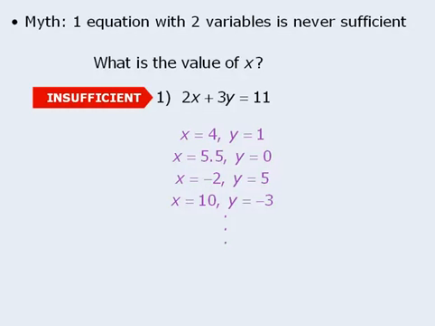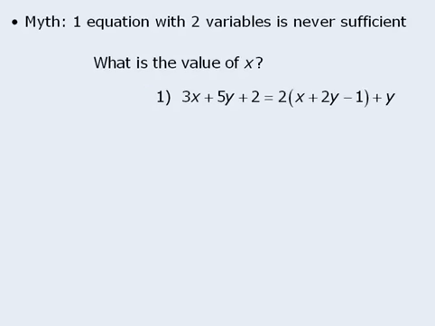Now these results are sometimes expanded into the myth that suggests that one equation with two variables never provides sufficient information. This is not the case. Take this example. Here we want to find the value of x, and statement 1 gives us one equation with two variables. Before we conclude that statement 1 is not sufficient, let's take a closer look at this equation.